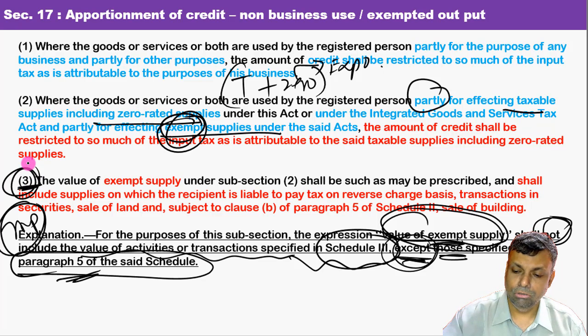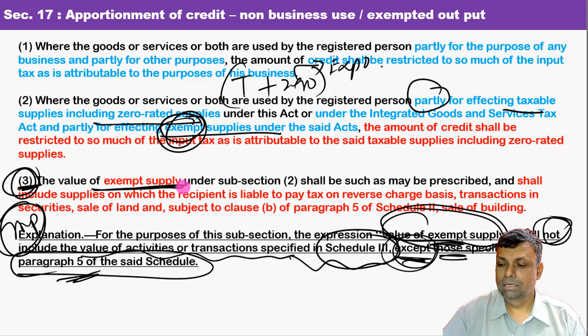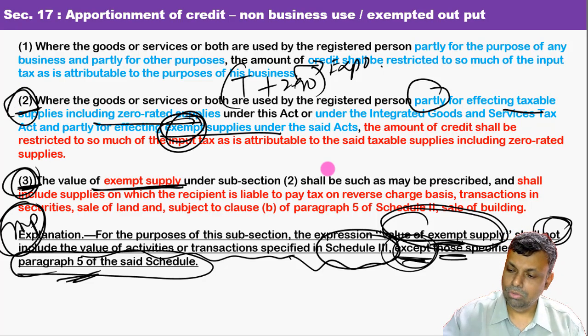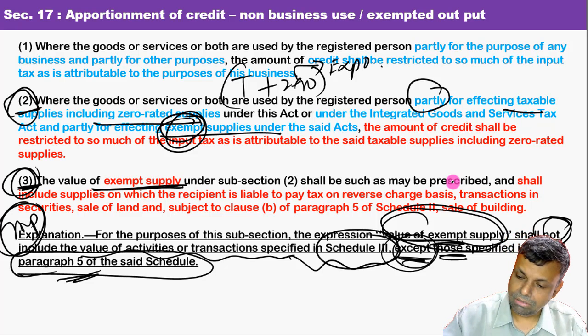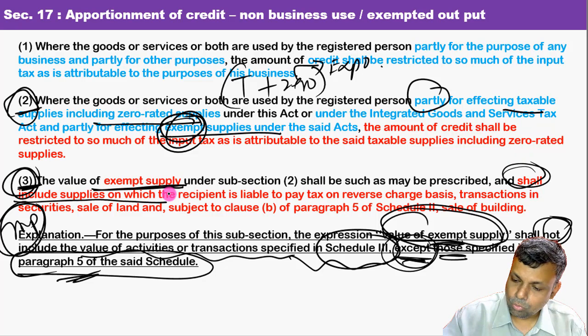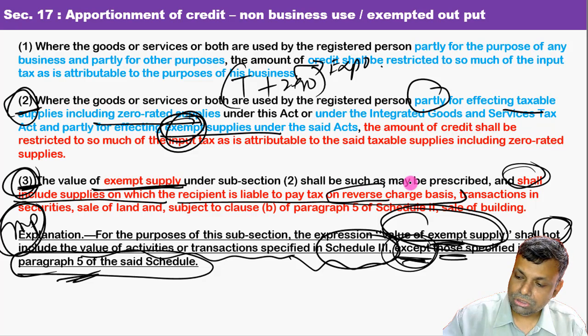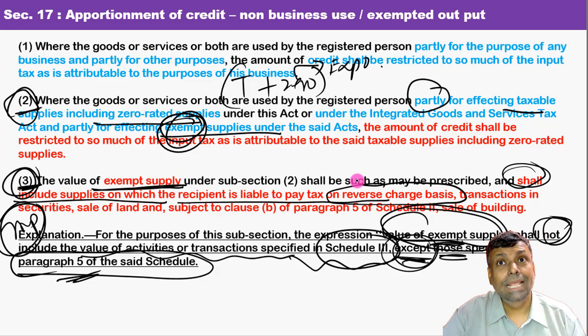Then this particular clause 3 also, again, a very, very valuable clause. The value of exempted supply under this particular clause, that is subclause number 2, shall be calculated in such prescribed way. So your exempted supply can be prescribed in this particular case and shall include, listen very, very carefully, it shall include the supplies on which the recipient is liable to pay tax on a reverse charge basis.